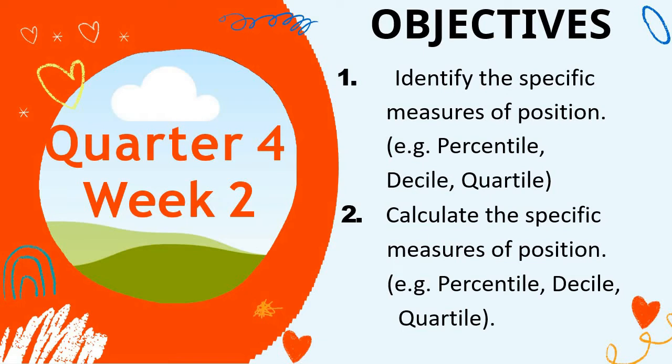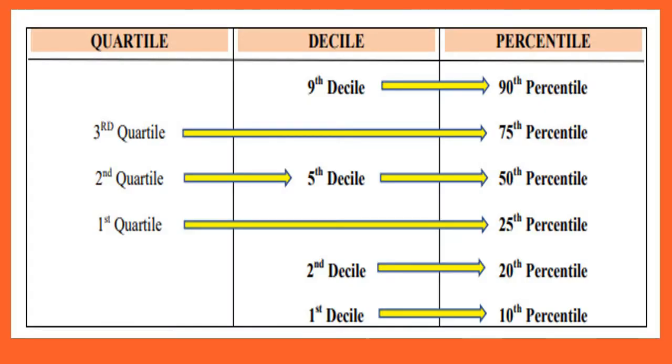But before we proceed to our discussion, let us first have a review of our previous lesson on quartile, decile, and percentile. Remember that the third quartile is also the same as the value of the 75th percentile. The second quartile is the same as the 5th decile or the 50th percentile. That is also our median. And the first quartile is the same as the 25th percentile. If we have the first decile, that's equivalent to the 10th percentile, or the 9th decile, that is the 90th percentile.